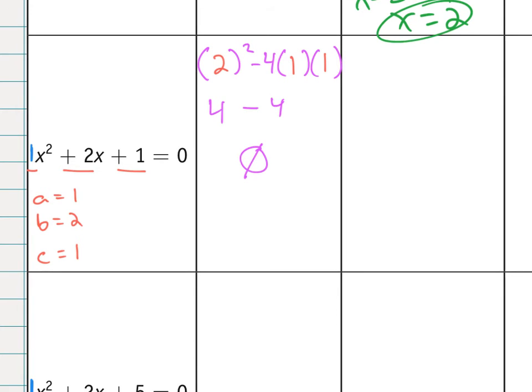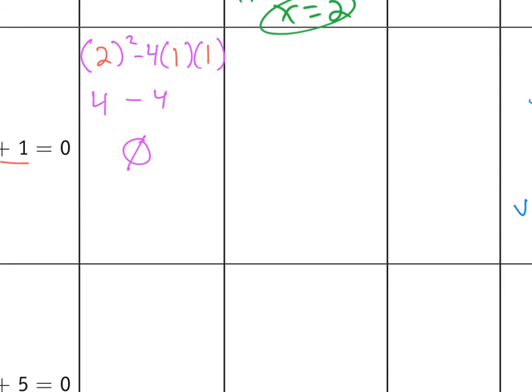Remember, a 0 discriminant does not mean no solution. It means actually 1 solution. So scroll over, put down a 1 for 1 real solution. And now we're going to verify it by solving.